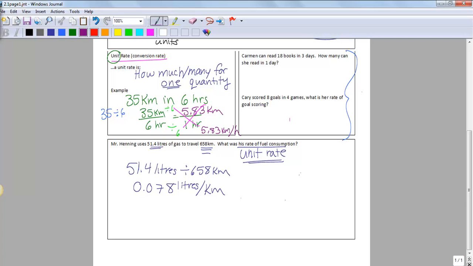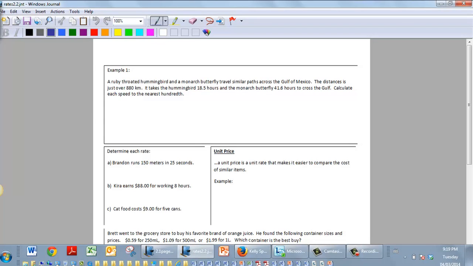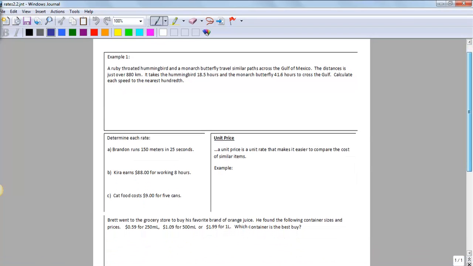So you'd have to look at other cars to see if that's a good rate or not, but you should have a concluding statement that says his fuel consumption is 0.078 liters per kilometer, right? The unit rate, that's how much it is for 1. All right, let's turn the page over, and we've got another example here.